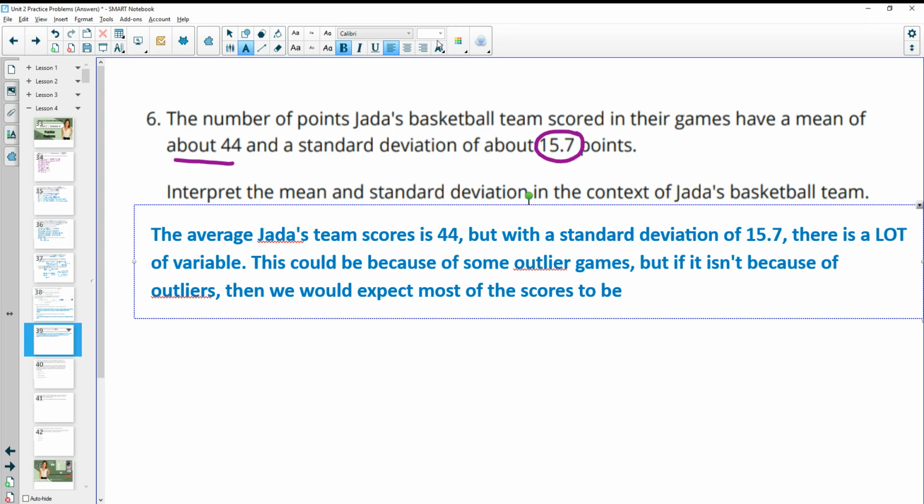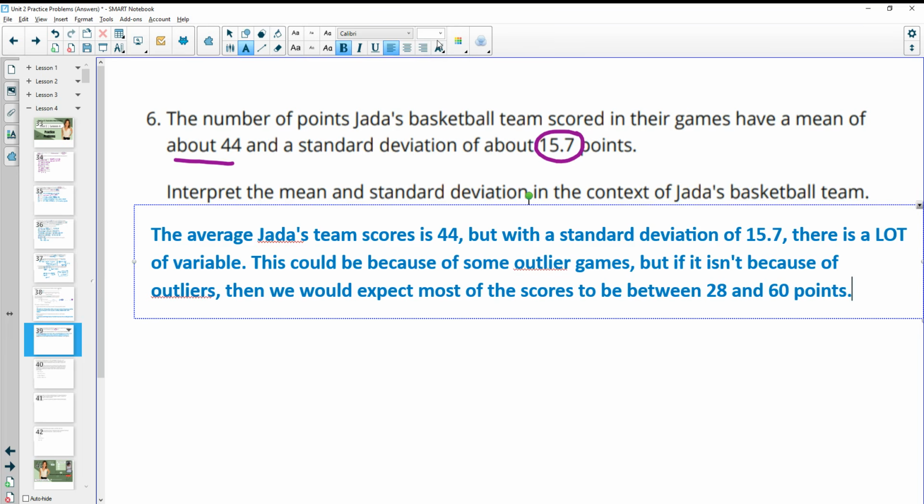So if we took 44 minus 15.7, that would give us 28.3 really, but I'm just going to round it to 28 since we can't score 0.3 points. So most scores to be between 28, and then if you do 44 plus 15.7, that would give you 59.7. So I'm just going to say 60. So most scores to be between 28 and 60 points.